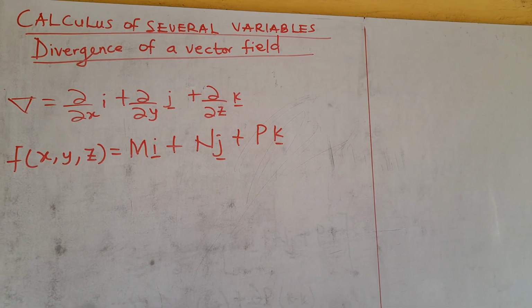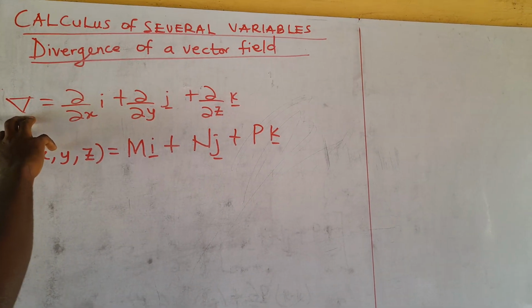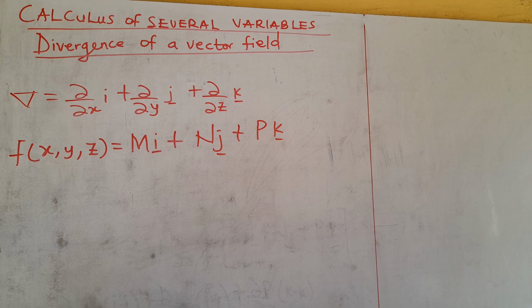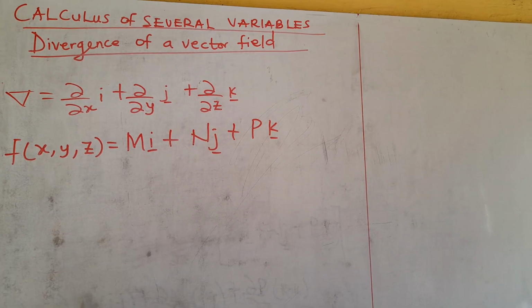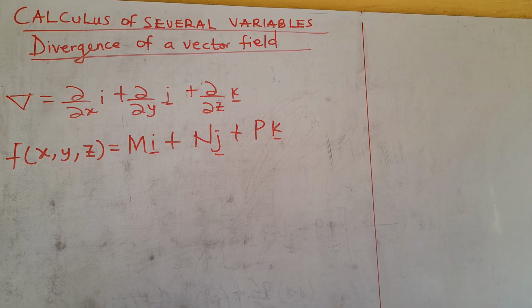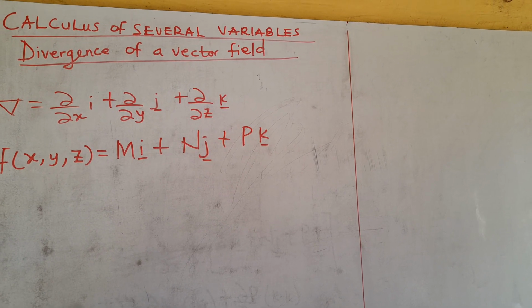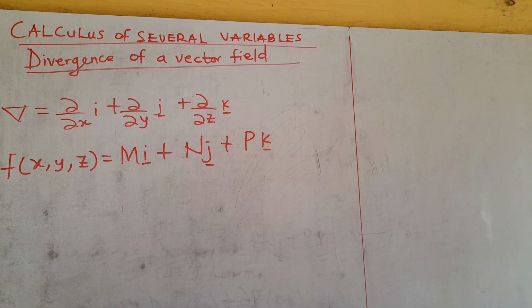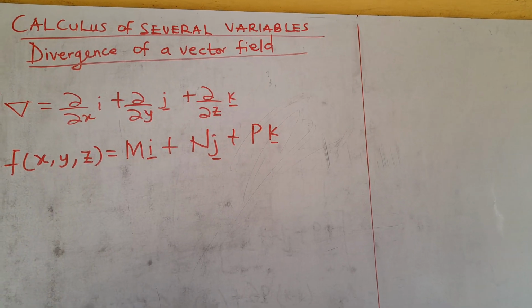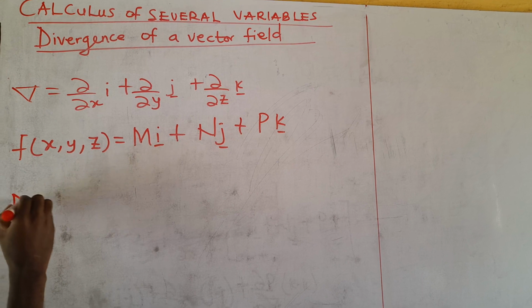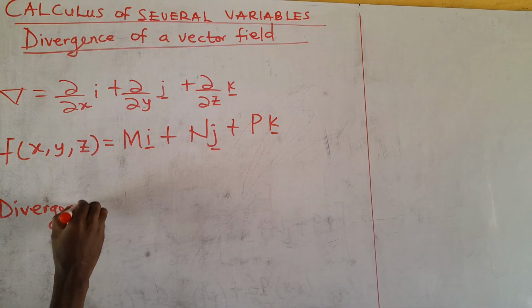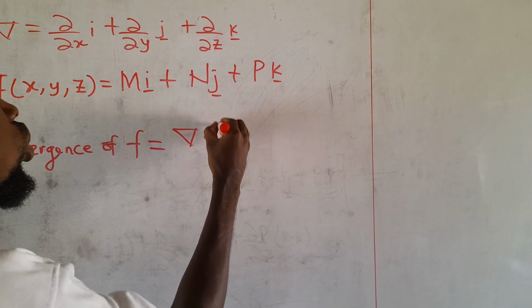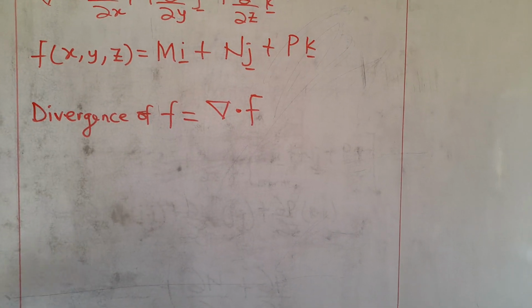So, if we have a differential operator, this is equal to ∂/∂x i plus ∂/∂y j plus ∂/∂z k, and a vector field, a function dependent on three variables x, y, and z, equal to a function M in the i direction plus a function N in the j direction plus a function P in the k direction, and we are asked to find the divergence of the vector field F. The divergence of F is just the differential operator dot the vector field. So that's how we solve it.